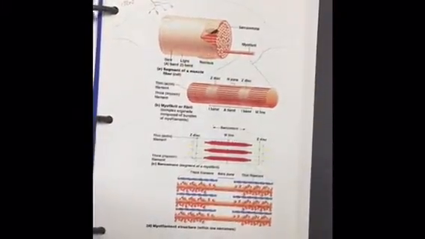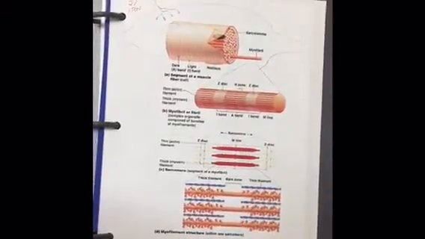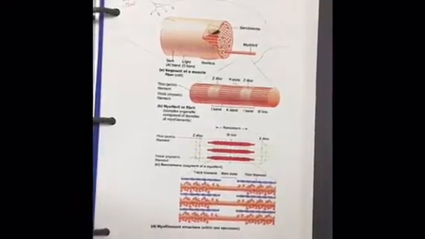A motor unit, a motor neuron, and all the muscles it stimulates sends a nervous impulse which reaches the muscle through the neuromuscular junction. The neuromuscular junction is where the axonal ending of the motor neuron meets the sarcolemma, which is the cell membrane of a muscle cell, which is a myofiber.